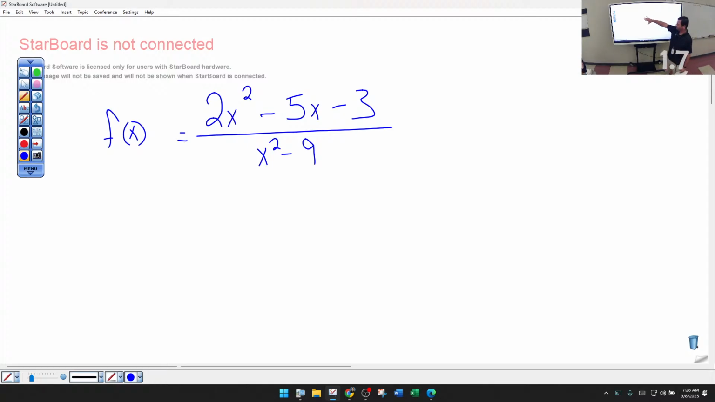This is a rational function. The reason why it's a rational function is because you have a polynomial over a polynomial, okay? So if I just gave you 2x squared, 5x, and 3, that's a polynomial, right? It's a parabola. We know it opens up and it could have 2 intercepts, maybe just 1, may not have any. If it does, then it has 2 real zeros or 2 imaginary zeros. But again, all that stuff we kind of already know. And then the denominator is also a polynomial. That's actually a difference of squares.